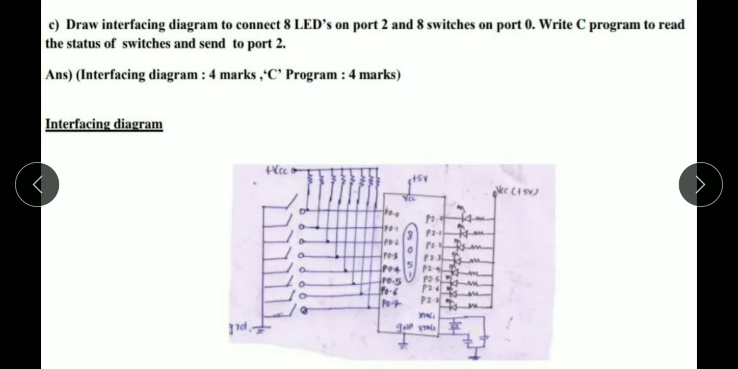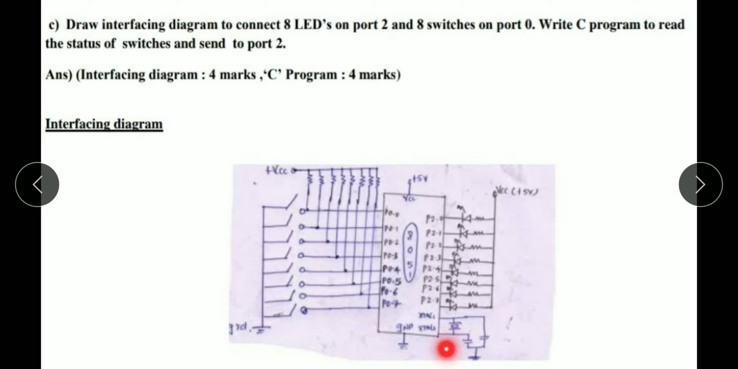After that, all the switches are connected to ground on one side and to VCC on the other. Port 2 is connected with the LEDs. So 8 LEDs are connected to each pin of port 2. If we give the program for this, we have to write the program for the switch and also the program for the LED.